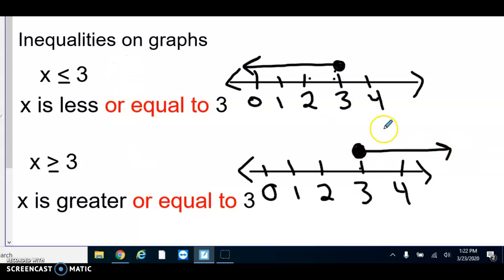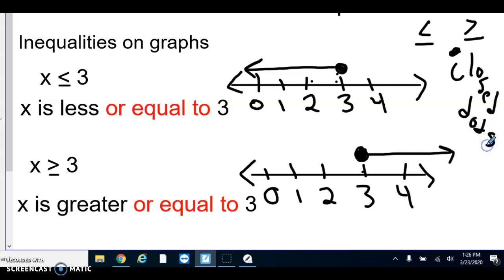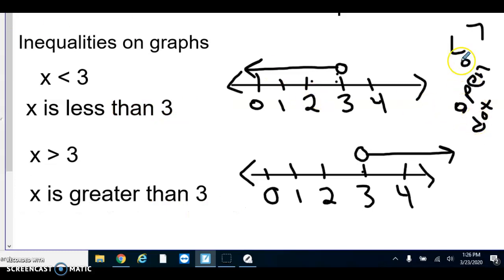Please get these 2 examples in your notes as well. So for less than or equal to and greater than or equal to, they both have closed dots. Whereas our other ones had the open dots.